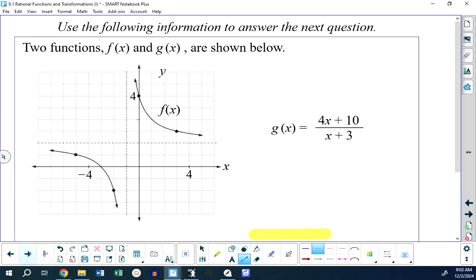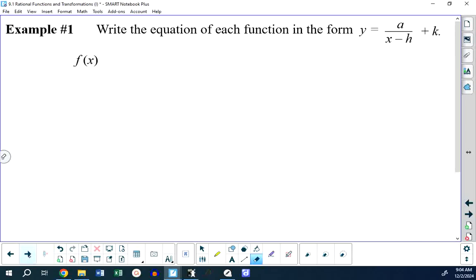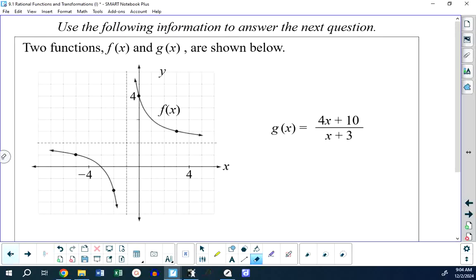So, two functions are given. We're going to see a lot in this unit that when you're given functions, sometimes you're given one of the functions as an equation and the other function as a graph, or you might be given one of the functions as an equation and the other function as a table of values. It's not always two graphs or two equations. So there are the two functions, and what we are asked to do is find the equations of each of the two functions in the form y equals a over x minus h plus k. So I'm telling you that both of these functions are transformations of 1 over x.